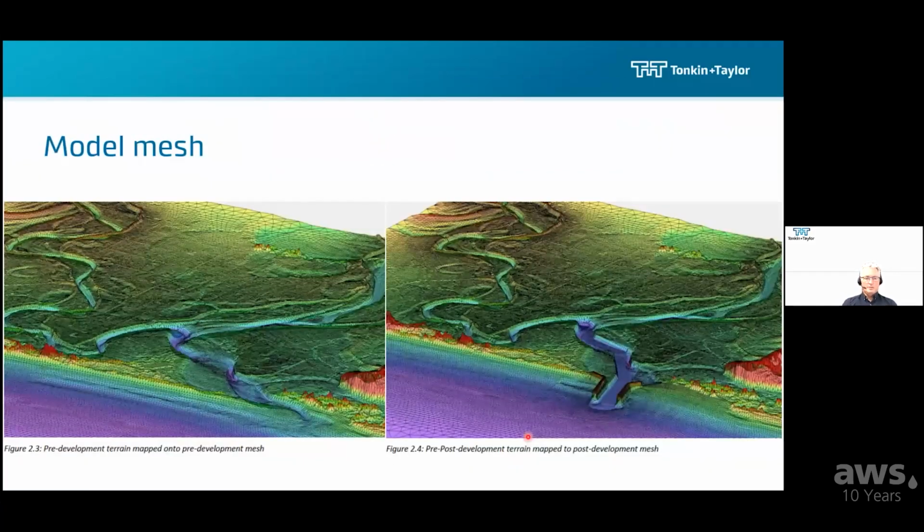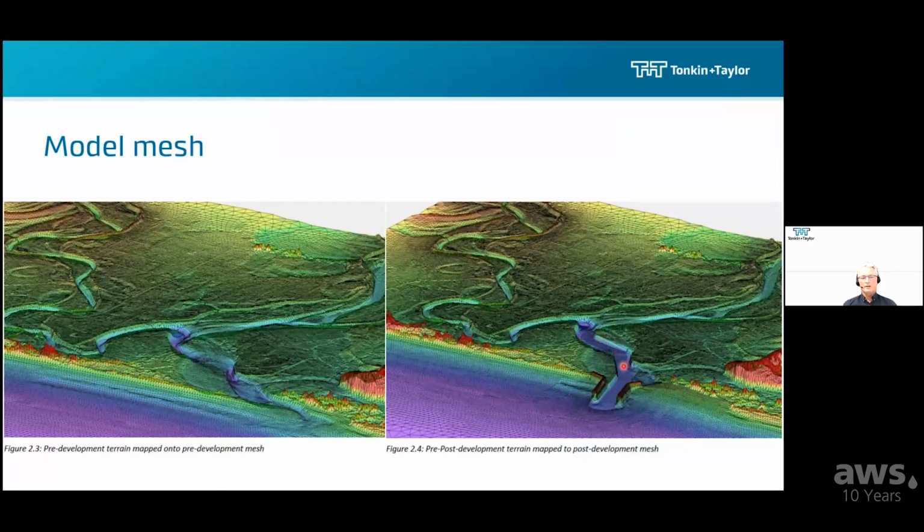So we built a mesh, a terrain mesh. In here, the town is sitting in this sort of area here at the confluence of the two rivers. On the left-hand side, you can see a representation of what the existing river mouth looked like at the time we did the bathymetric survey. As I said, it does change quite a bit with time.